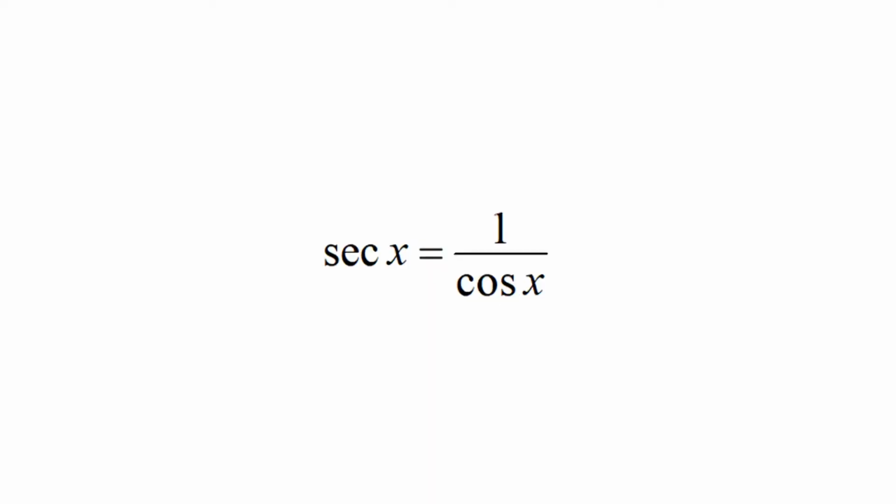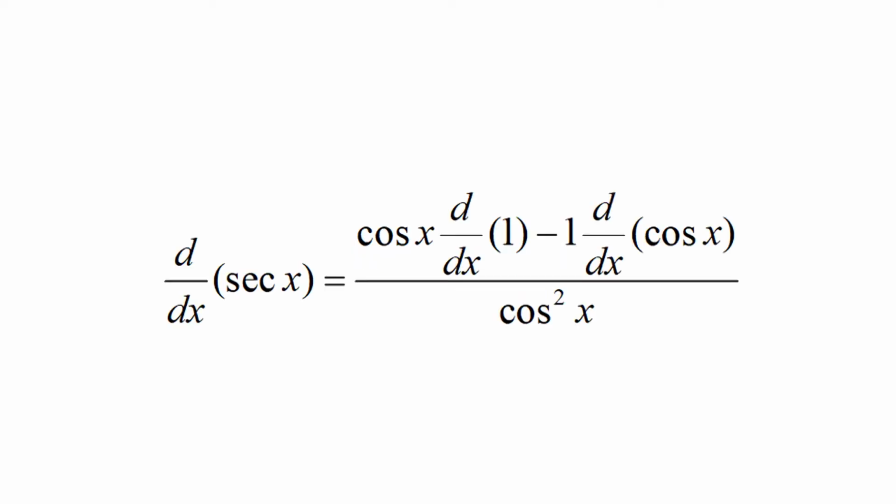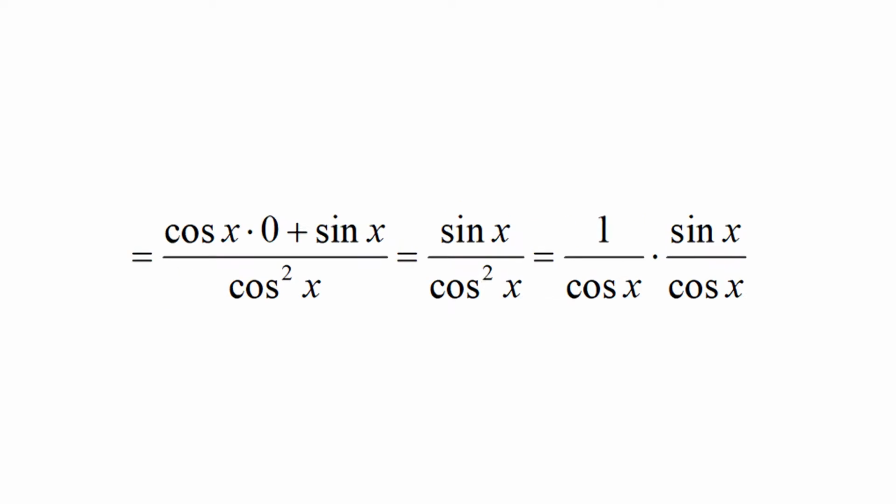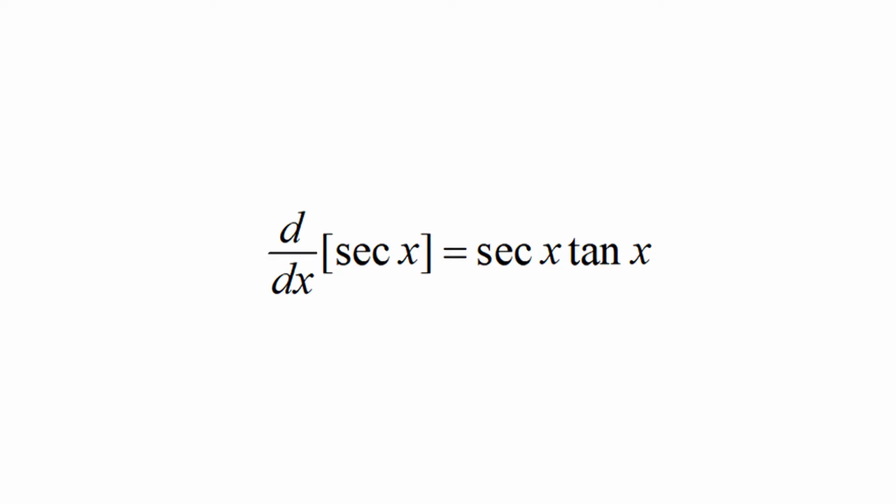Now, to evaluate the derivative of sec x, we use the relation sec x equals 1 by cos x and apply the quotient rule. Using the quotient rule of differentiation, d by dx of sec x equals cos x into d by dx of 1 minus 1 into d by dx of cos x, all divided by cos square x, which equals cos x into 0 plus sin x all divided by cos square x, same as sin x by cos square x, that equals 1 by cos x into sin x by cos x, that is d by dx of sec x equals sec x into tan x.